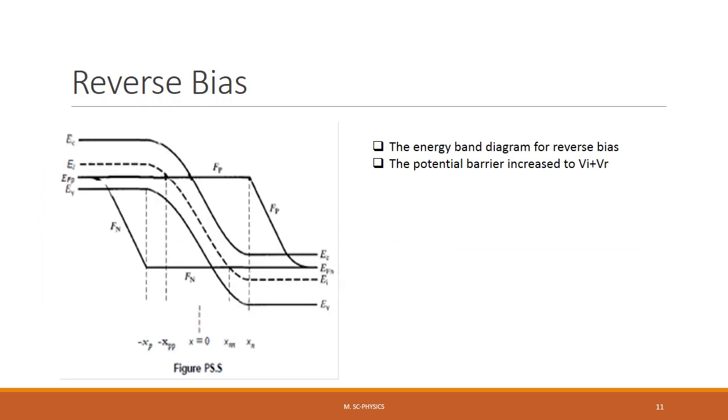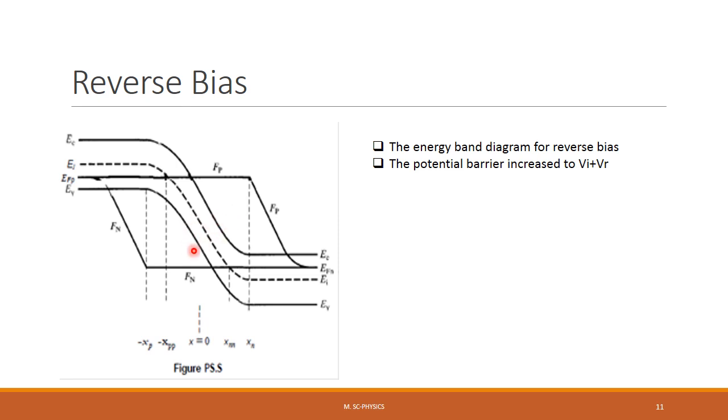In case of reverse bias, the energy band diagram for reverse bias shows the potential barrier increases to Vi plus Vr. Therefore, Vr is the reverse voltage and Vi is the built-in voltage. Therefore, the majority carriers both are equal. The total current flowing across this junction gradually increases, and also the width of this junction increases, due to the majority carriers. There are no minority carriers.